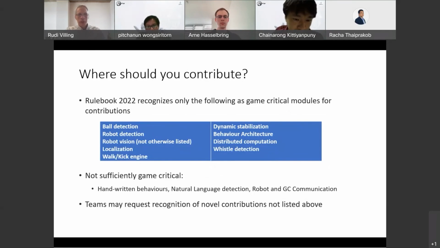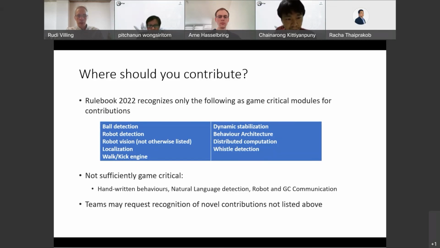So where should you contribute? For the Rulebook 2022, there are 9 different areas that have been identified as game critical modules that are recognized by default. So if you make significant contributions in these areas, that would be a recognized contribution. One of the ones that I would draw attention to is the behavior. It says here behavior architecture and not behavior itself.